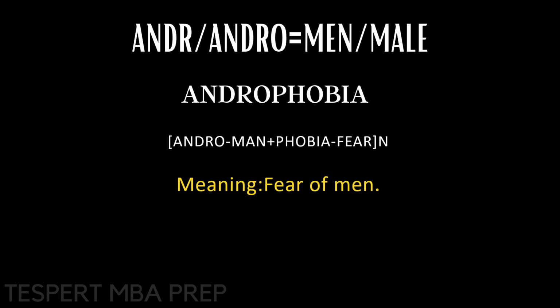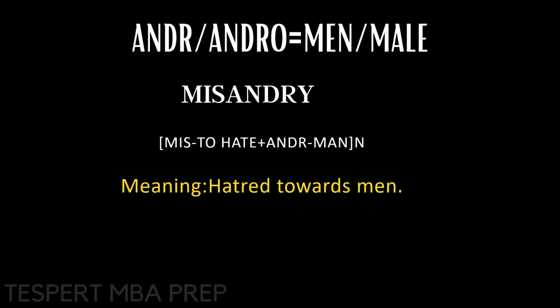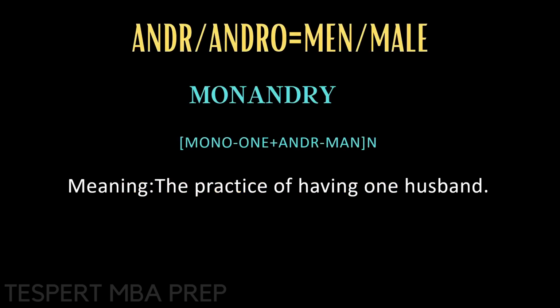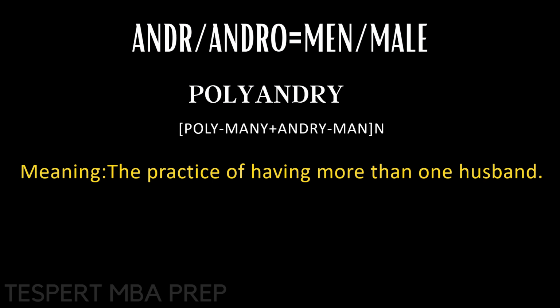Androphobia, which means fear of man. Andro means man and phobia means fear. So fear of man is known as androphobia. Misandry. Mis means to hate, ANDR means man. So hatred towards man is known as misandry. Monandry. Mono means one and ANDR means man. So the practice of having one husband is known as monandry. Polyandry. Poly means many, andry means man. So the practice of having more than one husband is known as polyandry.